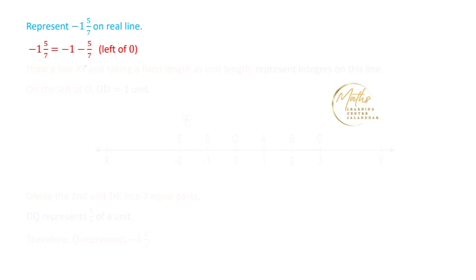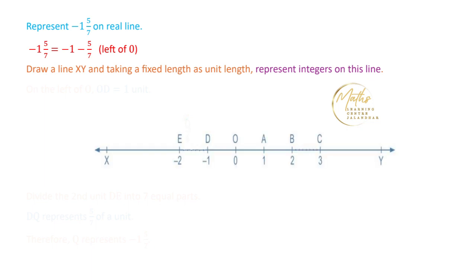We are moving towards the left from the number 0. So how are we going to plot this number? We draw a line XY, and by taking a fixed length as unit length, we represent the integers on this line. We have represented the integers on this line. Now we want to represent the number minus 1 whole 5 by 7. First of all, this is the number 0. We are going to move the distance of 1 unit towards the left. Look at this portion over here. It is minus 1.